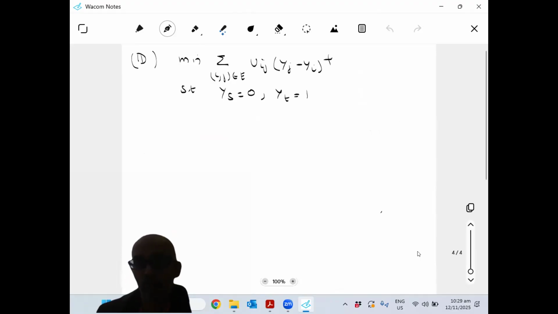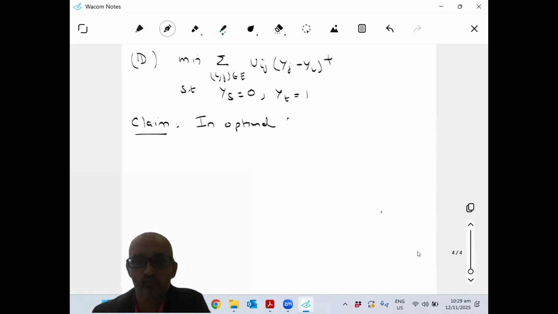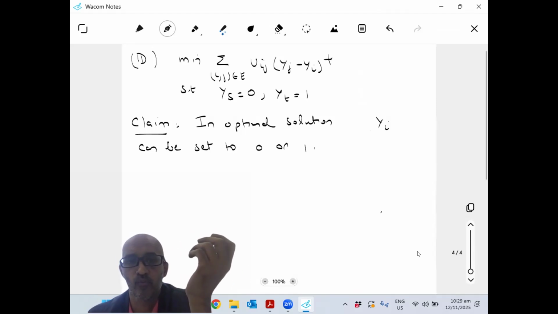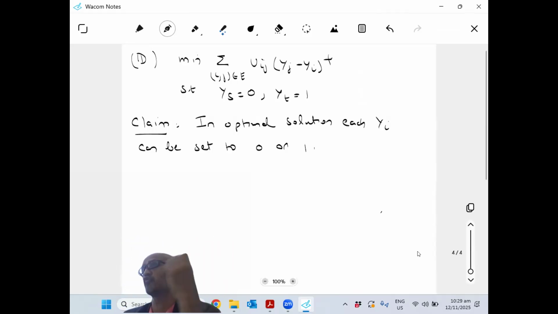So hopefully that's okay. Now, next I claim that in the optimal solution, this is only about ys and yt, but there's a y variable for every node. I claim that all yi can be set to 0 or 1 basically. That means in the optimal solution for this problem, if I restrict the y's to be binary 0 or 1 values, that is no loss of generality.